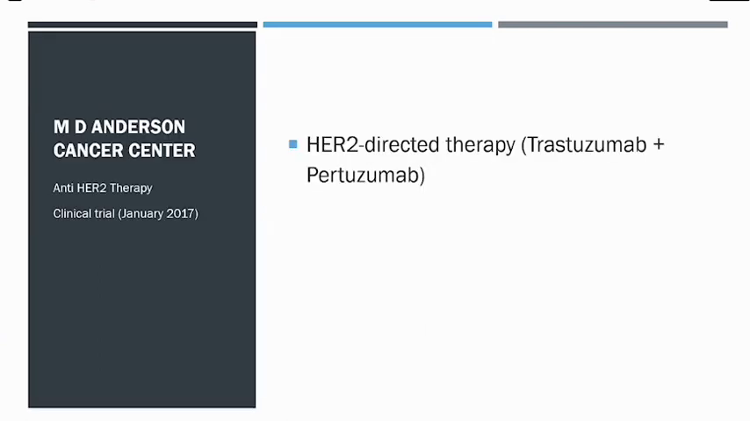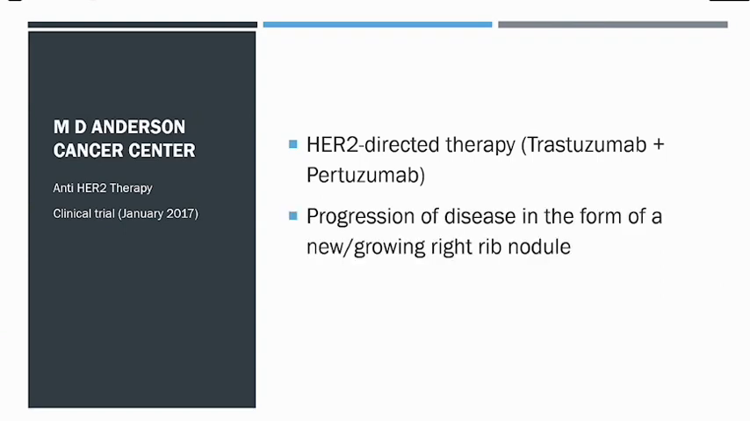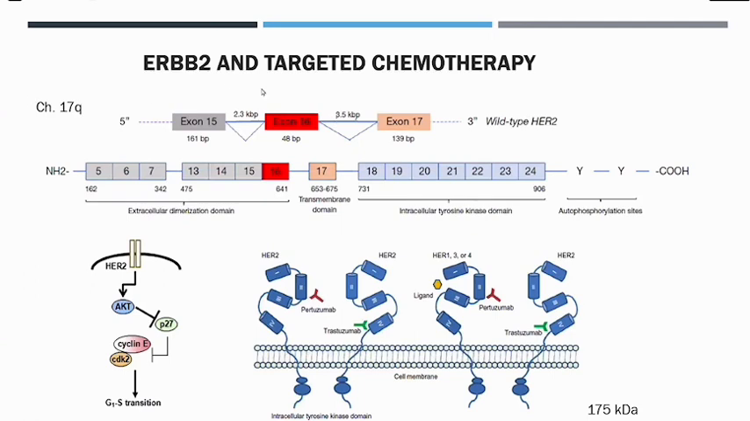And with that, the ERBB2 amplification that was shown in the MD Anderson molecular study, they enrolled the patient in a HER2-directed therapy trial, which included Trastuzumab and Pertuzumab. And even on the HER2 trial, there was progression of disease with the formation of a new and growing node in the right rib. And then the patient was taken off trial. And this was around March, April 2017. And now here are the ERBB2 domains that are the targeted chemotherapy. You can see the locus is on chromosome 17q, exon 15, exon 16, exon 17.